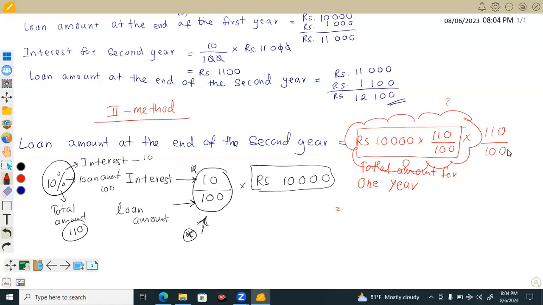Okay, then here we can simplify. Then 11 times 11, it is 121. 2 zeros are put at the end of the value. Then it is 12,100 rupees.